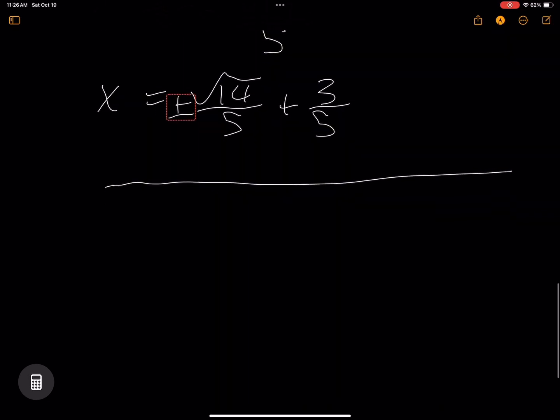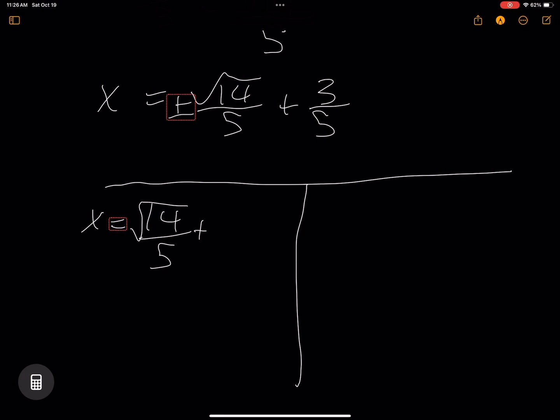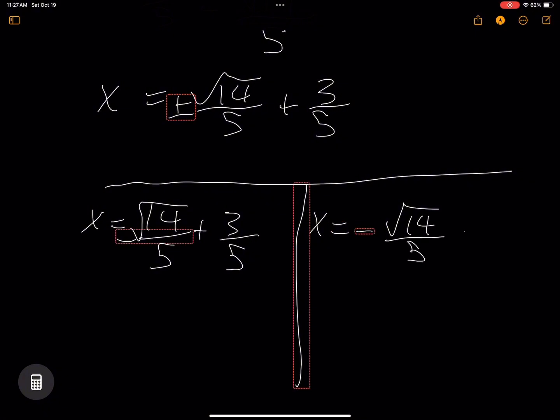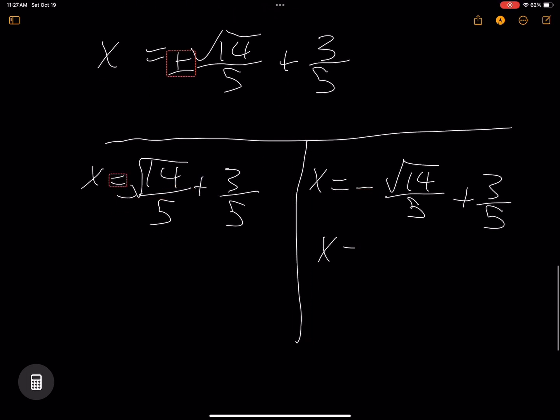Now we're going to split our equation. So x is equal to positive square root of 14 over 5 plus 3 over 5. And on the next side, x is equal to negative square root of 14 over 5 plus 3 over 5. So we can solve both sides now. Or actually, let's just solve on the first side first.